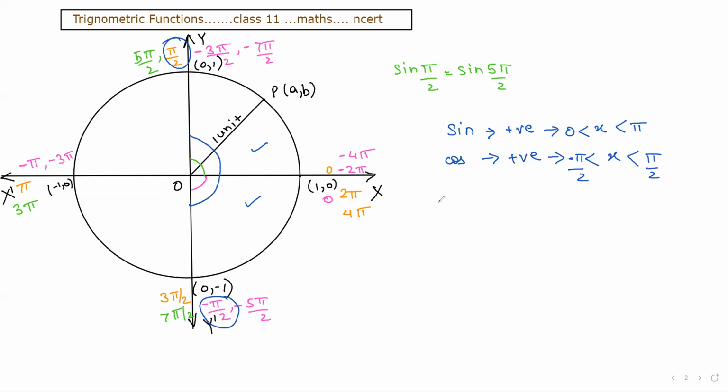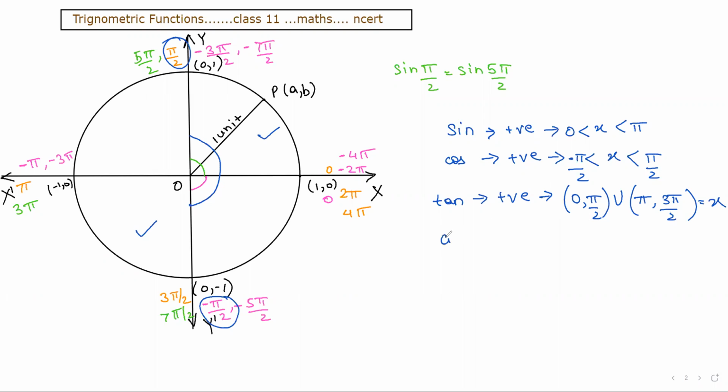Next, tan value. Your tan value is positive when it is in the first quadrant and third quadrant. So tan value is positive for first quadrant and third quadrant. In the first quadrant, your angles are between 0 to pi by 2, so it's 0 to pi by 2 united with your x value from pi to 3 pi by 2. It's positive when this is the value of x.